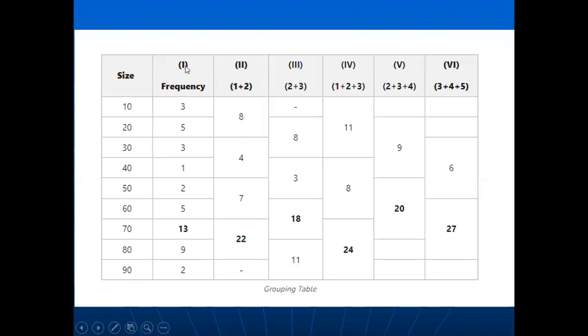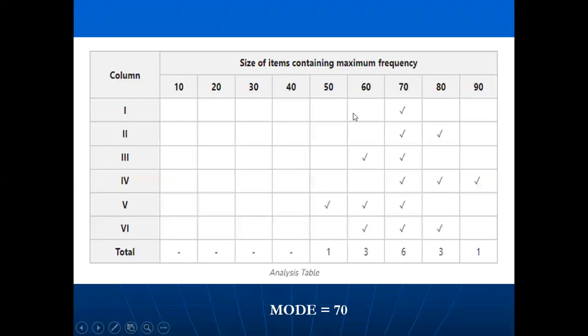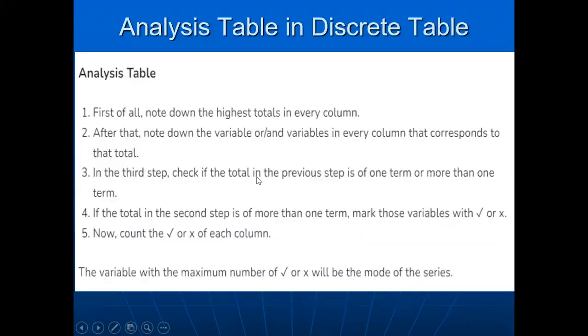So what is the meaning of this? Suppose I take the first column, the highest repeated number is 13, so that corresponds to 70. So in the analysis table, once again we have to make 6 columns. Then we have to tick the number 70, because the first column has the highest number as 13. So in the first column against 70, we have to tick here. So that is what we are seeing here. Columns are taken horizontally, and the size of the item is taken vertically. So in the first column, 70 has a tick.